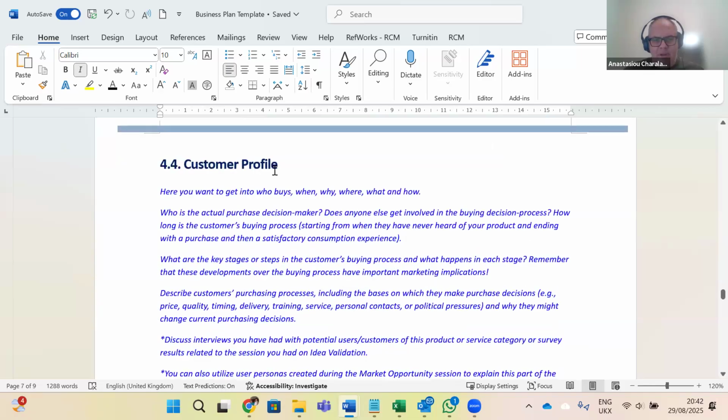Then the customer profile. Okay. This is where you delve a little bit deeper into who is actually the purchase decision maker. Okay. This is very important because sometimes you know that your end user, for example, is going to be person A, but behind them, there is a whole committee that makes decisions.